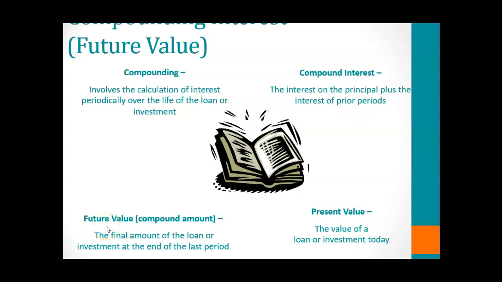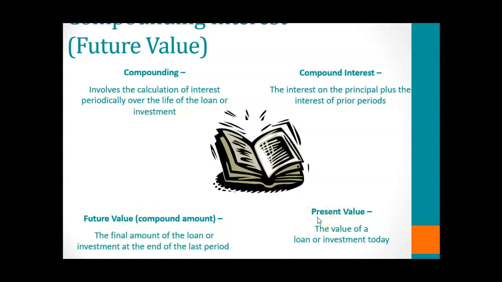Future value refers to the compound amount. So if you make an investment today that you leave in an account, say, for 4 or 5 years, we're saying how much will you have in the account at the end of that 4 or 5 year period. That is known as the future value, or what's called the compound amount.